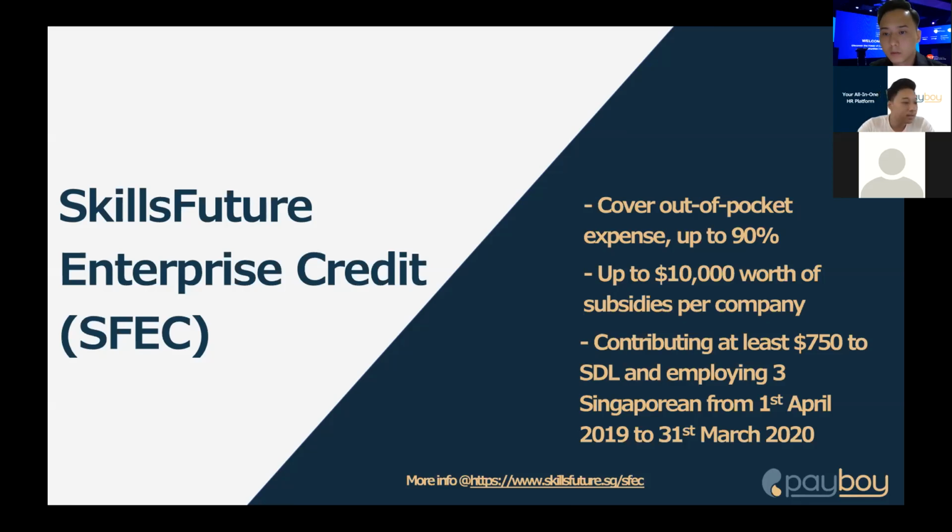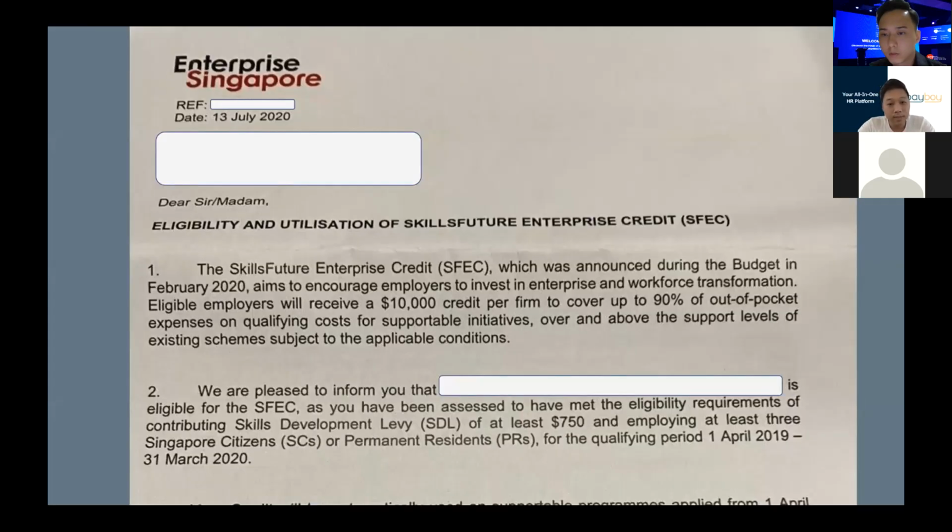So these out-of-pocket expenses are not just PSG. There are many grants available that you can use, and then you can claim the SFEC. So please look out for your letterbox for something like this. This is the letter that will tell you that, okay, hey, you are eligible. If you want, you can write into Enterprise Singapore or SkillsFuture to inquire whether your company is eligible or not. So, next grant.